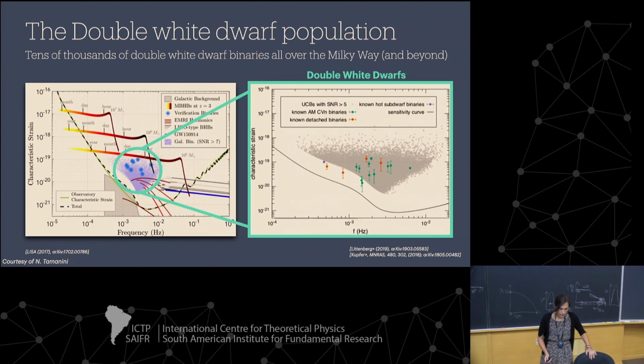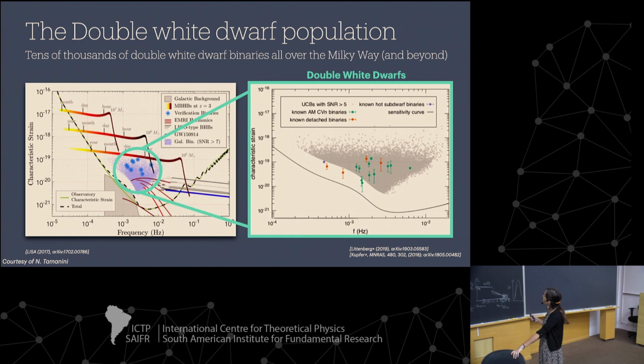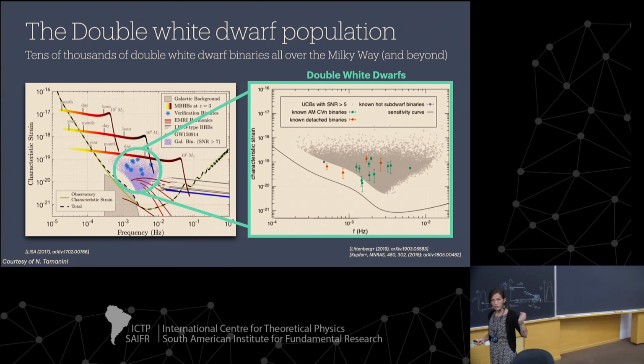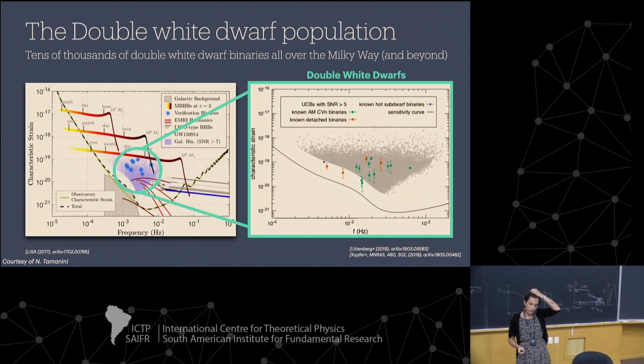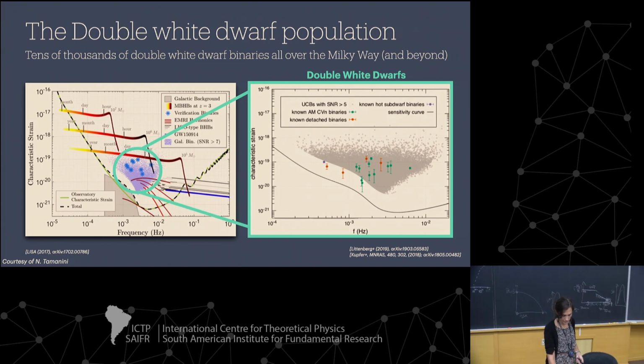Again, this was just a zoom in where you have the LISA noise curve and sensitivity curve, above which we can detect sources. And here you have what we expect to detect, all of the dots, and then the verification binaries. The verification binaries will be really important when you turn on LISA, because then we have to check that the calibration is okay, and then we can detect the gravitational waves of these objects that we already know exist.